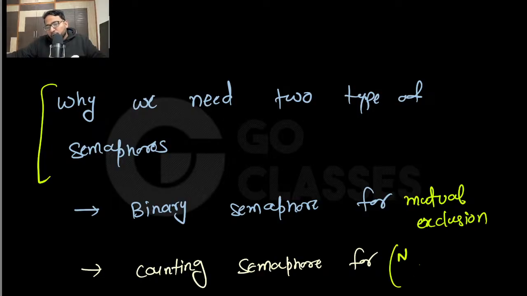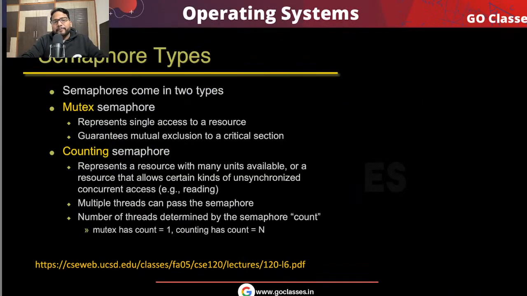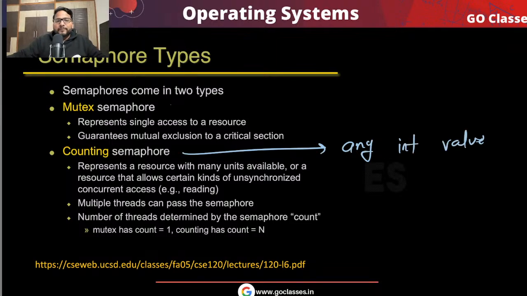We will say not more than 5 people can enter, something like this. I will tell you what I mean by not more than 5 people can enter. Now let's go to the next slide. So these are the two types of semaphore: binary semaphore and counting semaphore. Some people call it a mutex semaphore also, but that's fine. The counting semaphore can take any integer value. The binary one can take only 0 and 1.